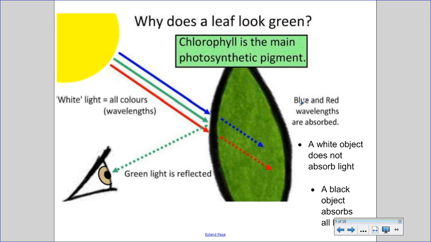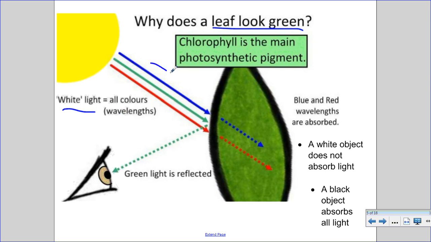So with that visible light and photosynthesis, it can help start to explain why a leaf will start to look green. So if we have our light coming from the sun, and that light is made up of all wavelengths, but we'll just consider that it's made up of blue, green, and red, and together these would make up white light.